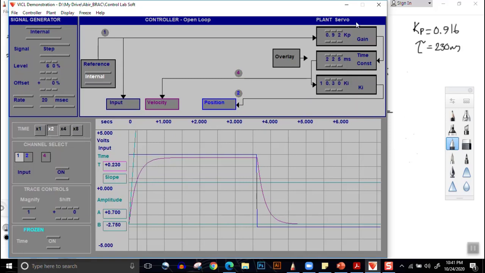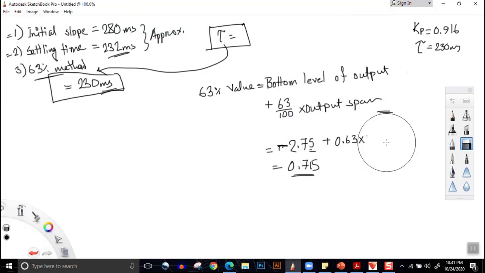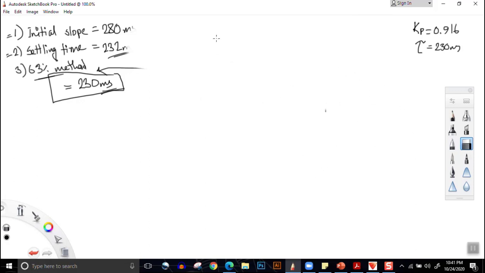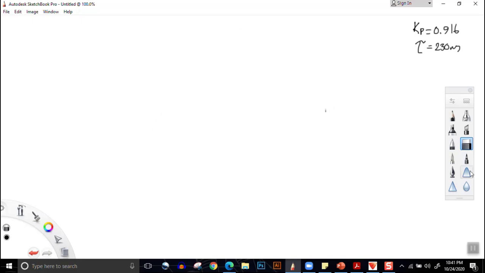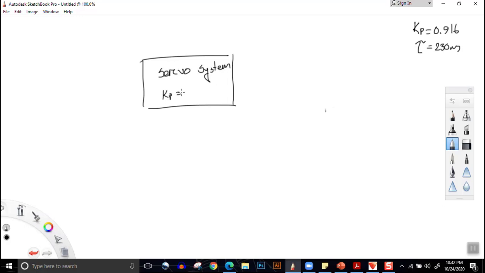Now, once we know our Kp, that is the plant's gain, and tau, the time constant, we actually know everything about the system. That is our black box, which is our servo system, and it has been modeled with Kp equal to 0.916 and tau equal to 230 ms.